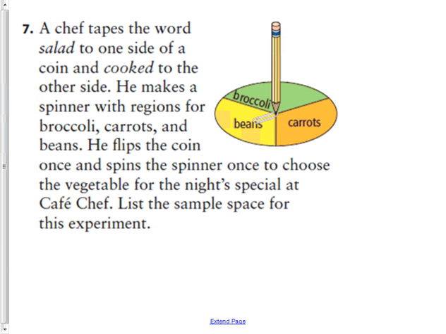But anyway, at this chef cafe, the night special, this chef, for whatever reason, decides he's going to spin a spinner and flip a coin to decide what he's going to serve you. One side of the coin says salad, and the other side says cooked. Heads is going to be a salad, tails is going to be cooked, for example. And then he spins it. So it says draw a sample space.